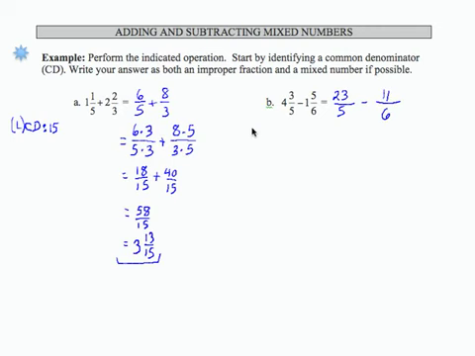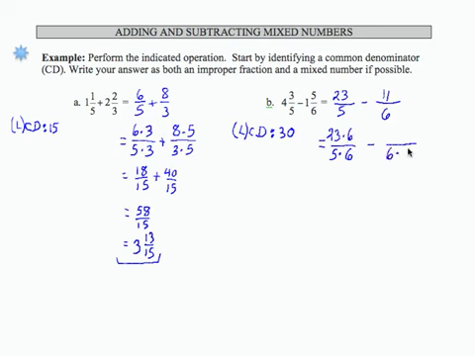The common denominator in this case is 5 times 6, which is 30. That is also the lowest common denominator. There is no other number less than 30 that both 5 and 6 will divide into evenly. I'm going to take the step where I write each fraction as an equivalent fraction over the common denominator. So in the first fraction, I'm going to need 5 times 6 to give me 30. That means I have 23 times 6 in the numerator.